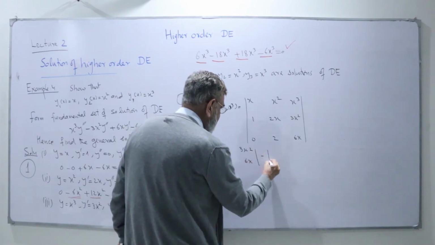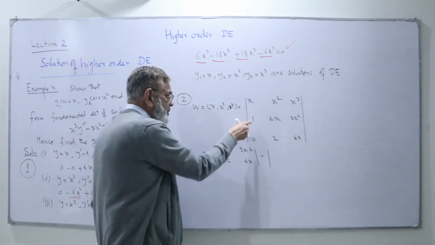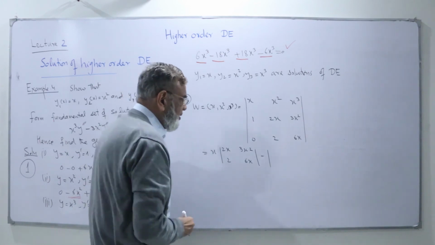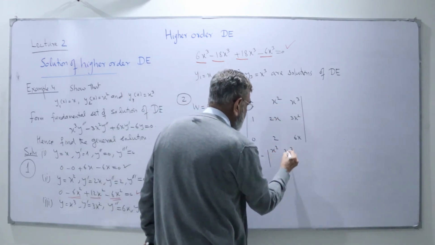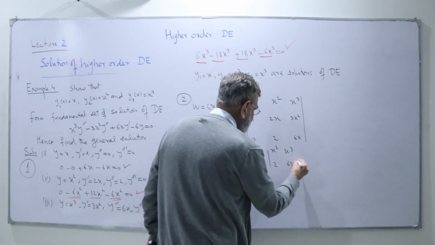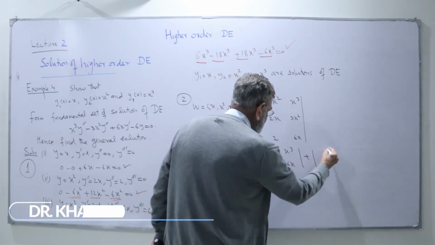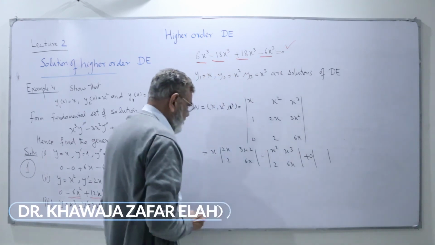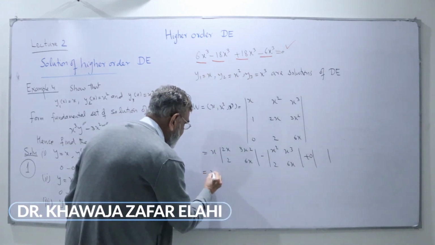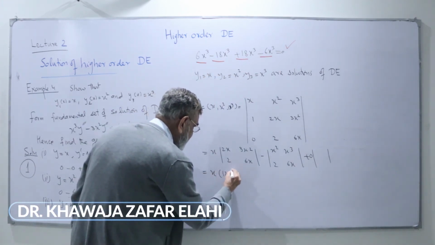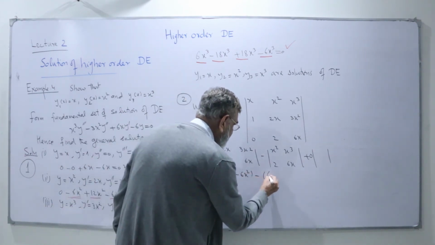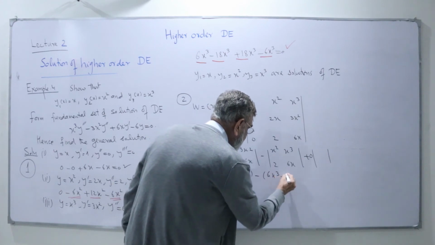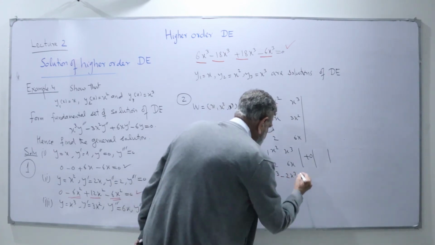Then we have minus 1, so this is plus, minus, and then this is plus. And here this is gone, this is gone. We get x squared, x cubed, we get 2 into 6x. Then we have 0 into the cofactor, that will be equal to 0. So we solve this. We get x into 12x squared minus 6x squared, minus, I get 6x cubed minus 2x cubed. So I solve this.